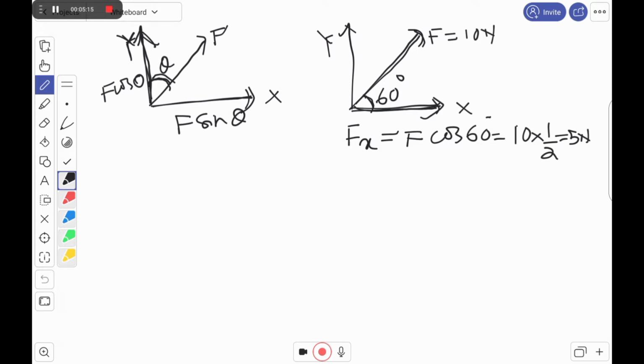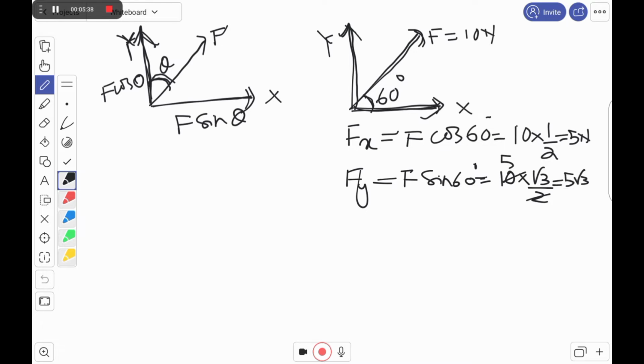Okay. Similarly, how to find out Fy? This is your component along y direction. So Fy will be how much? F sin 60. So what is sin 60 value? 10 into root 3 by 2. 2 and 10 get cancelled, 5. So it will be 5 root 3 Newton. Is it clear, children, now?